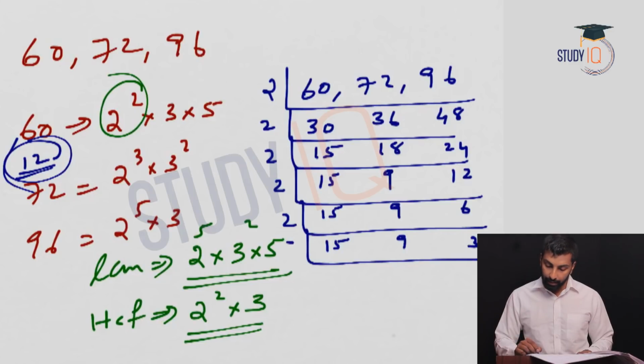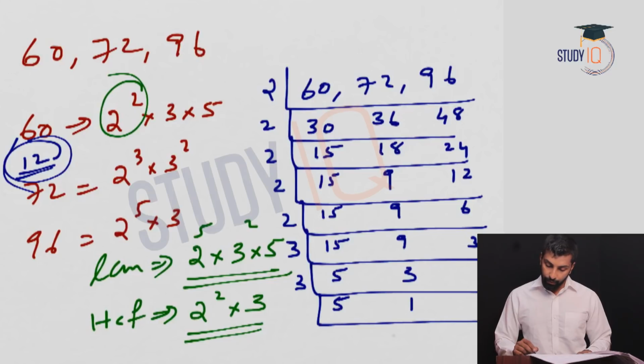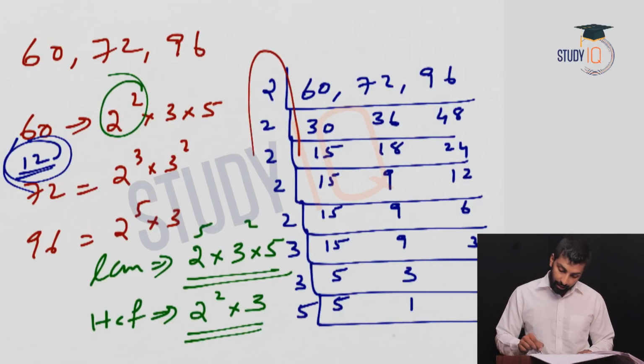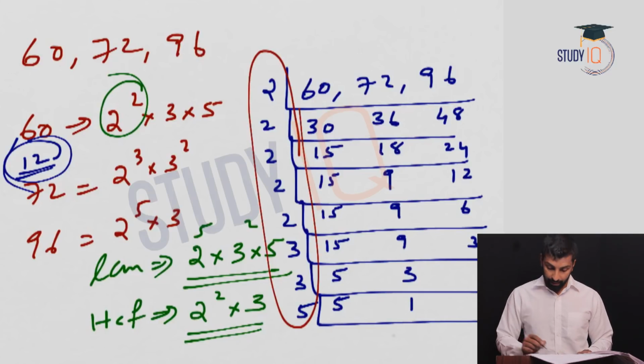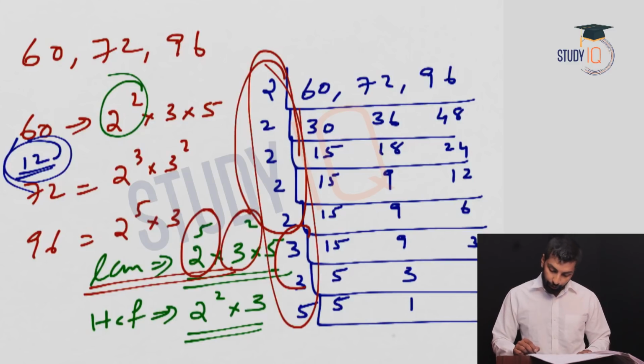So you'll go with 3, the next prime number. You get 5 here, 3 here, 1 here. Again there is one multiple of 3, so proceed with 3 again. This 5 you will drop, 3 becomes 1, 1 is 1. Then 5. So what you got here is your LCM. That is 2 raised to 5, like here 2 is there 5 times, 3 square, 3 is there 2 times, and 1 time 5.